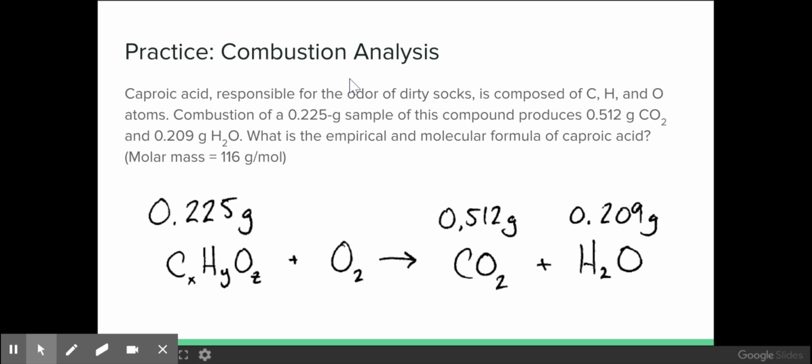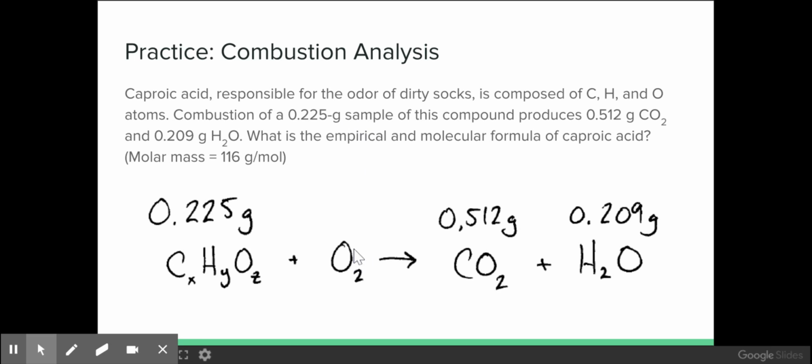So this is a typical combustion analysis problem, which does tend to show up very frequently on the AP exam. In this situation, I have caproic acid, which is actually that smelly compound. You think of dirty socks, that's caproic acid. It's composed of three elements, carbon, hydrogen, and oxygen, and it has 0.225 grams to begin with.